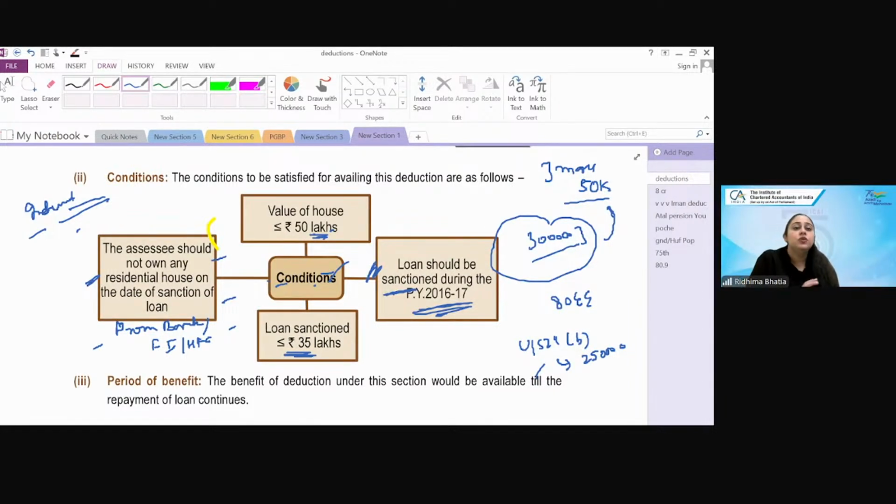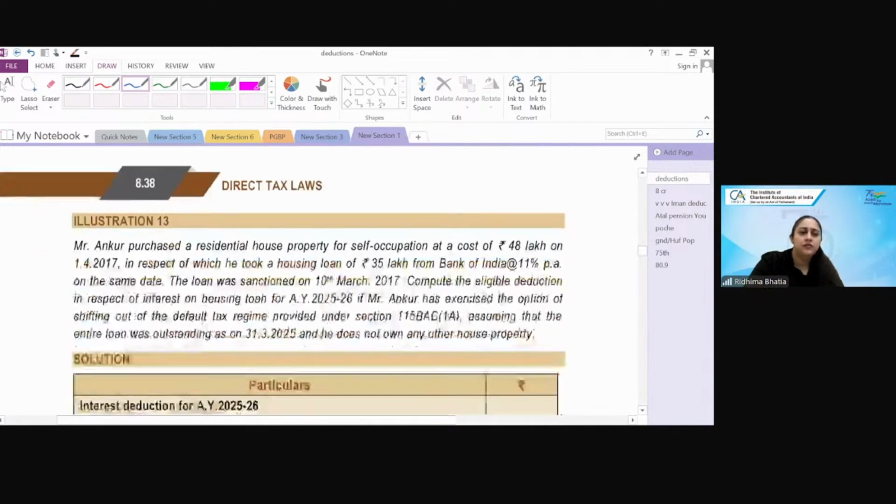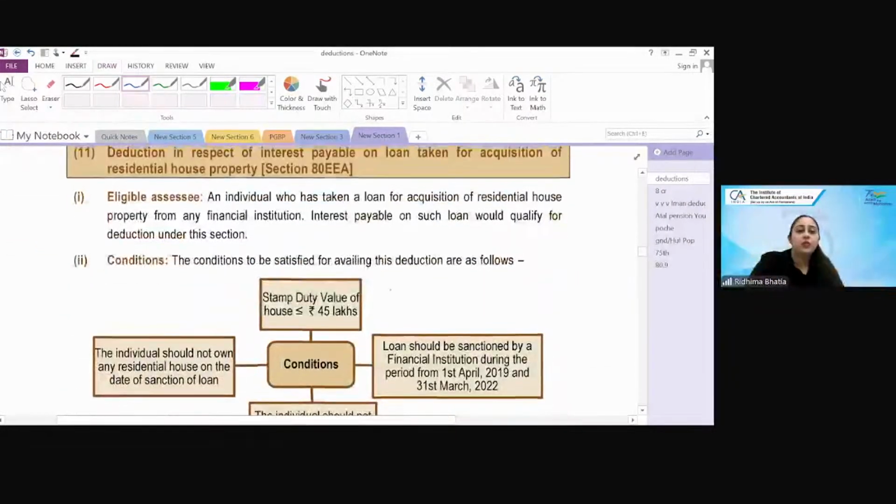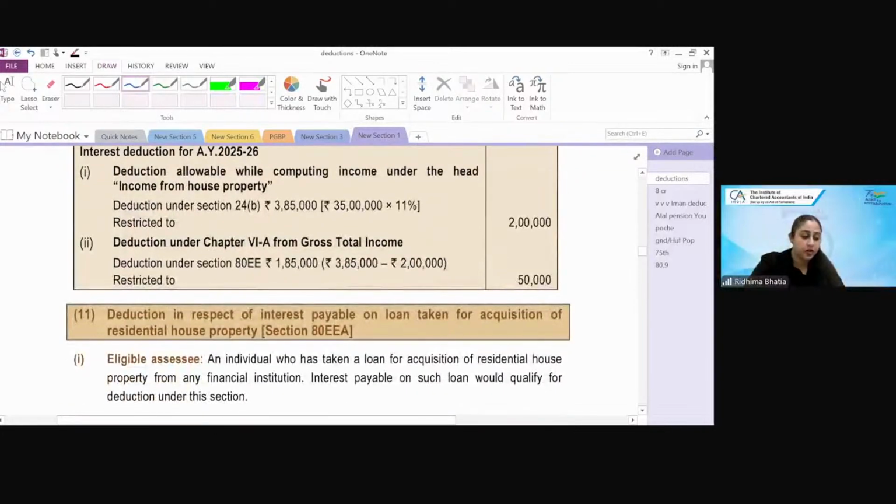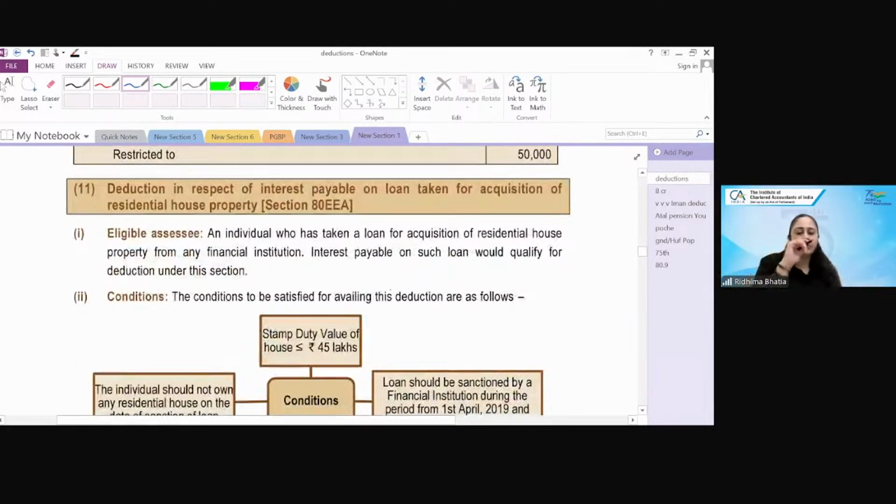Okay, so please focus on the word sanction: the loan should actually be approved in the year 16-17 for you to claim 80EE. And the maximum deduction is 50,000 here. Clear? Now after this 80EE, since it was a very short-lived time limit, only one year's time to purchase the house, 80EA came with a better feature, with a better interest, and with better clarity. I'll tell you how.